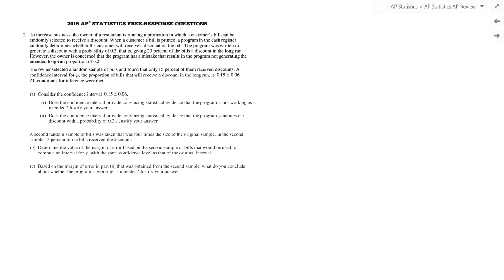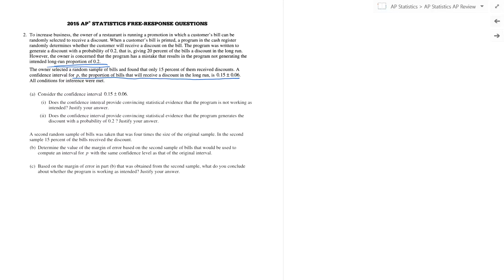Assuming you read the question, it says the owner wants to check whether this program really has a long-run proportion of 20% probability of generating a discount for customers. The owner selected a random sample and found that 15% received discounts. A confidence interval for p, the proportion of bills that will receive a discount in the long run, is that one right there. All the conditions are met. Consider this confidence interval right here.